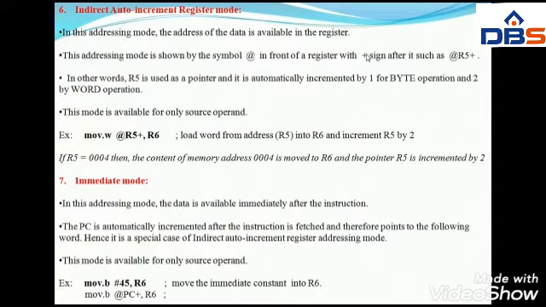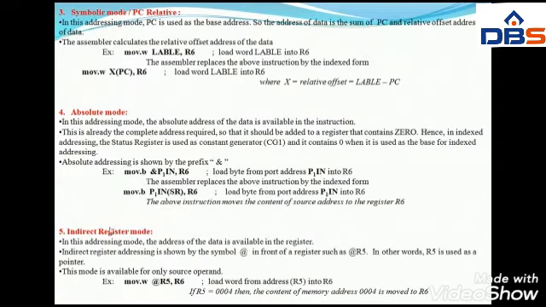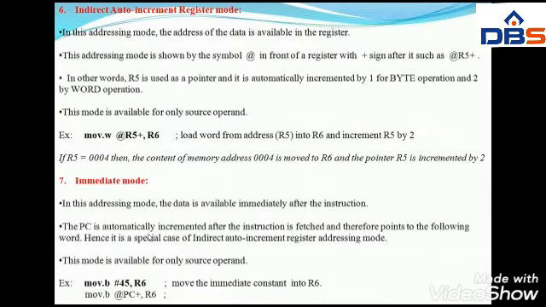In the previous session, we saw the indirect register mode. Here it is indirect auto increment mode. Here the plus indicates an increment. It is an auto increment. That means with @R5+ we are incrementing the register. In other words, R5 is used as a pointer and it is automatically incremented by 1 for byte operation and 2 for word operation. That means one address location contains 8 bits of data.